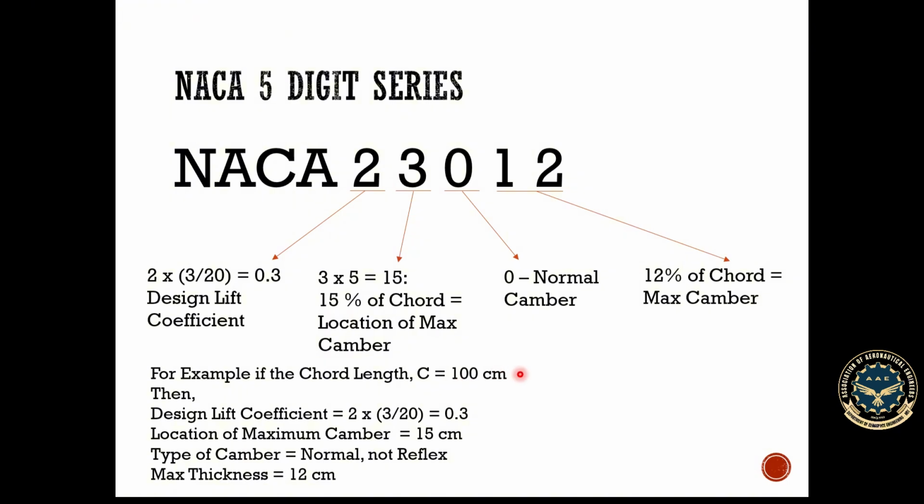Again, if the chord length is 100 centimeters, the lift coefficient does not change, because the reference is not chord for the design lift coefficient. The location of maximum camber is 15 centimeters because it's 15% of the chord. The type of camber is normal, not reflex, and the maximum thickness is 12 centimeters. So this is all about the NACA 4-digit and 5-digit series. All questions only come under these two series.